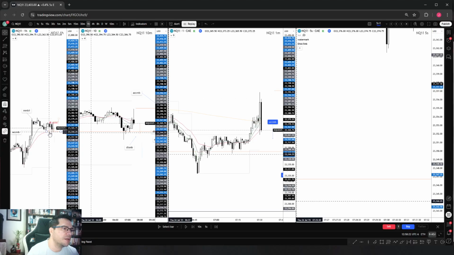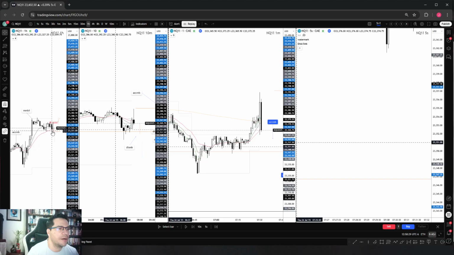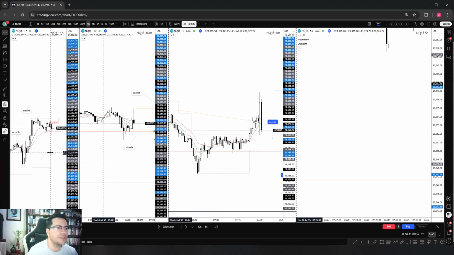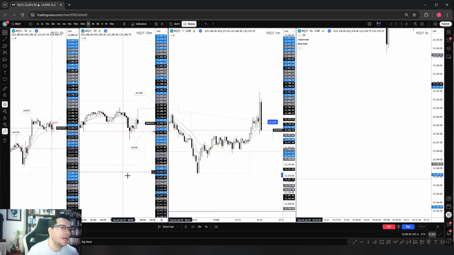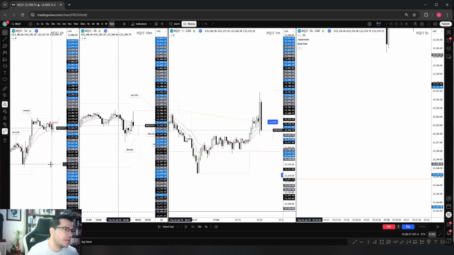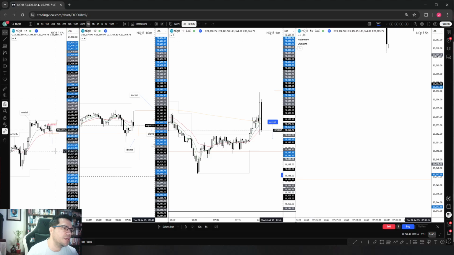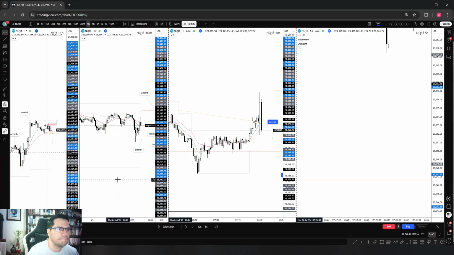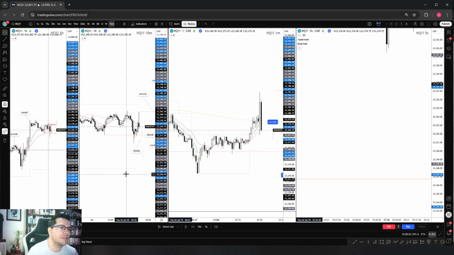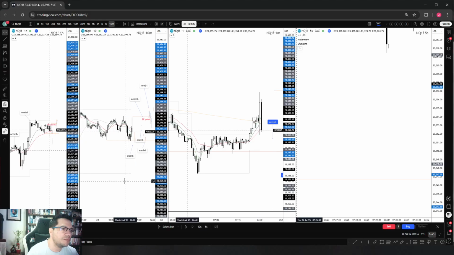Then we had a flush that created an MMB1, and this is actually where we are right now at the 20 MA on our C2 time frame. And from there, what we could be looking for is a bullish reaction from here to continue the bullish move. If we take a look at our validation time frame here, what we had.